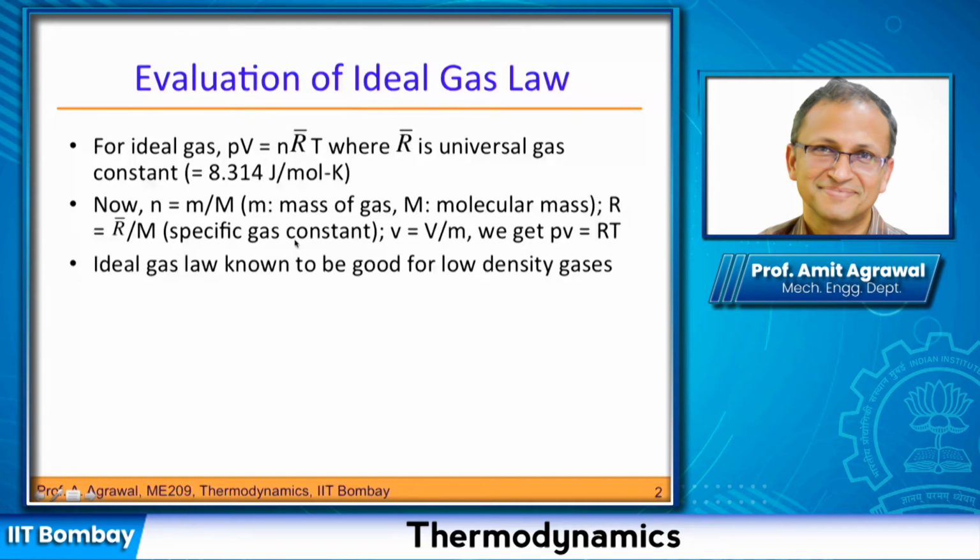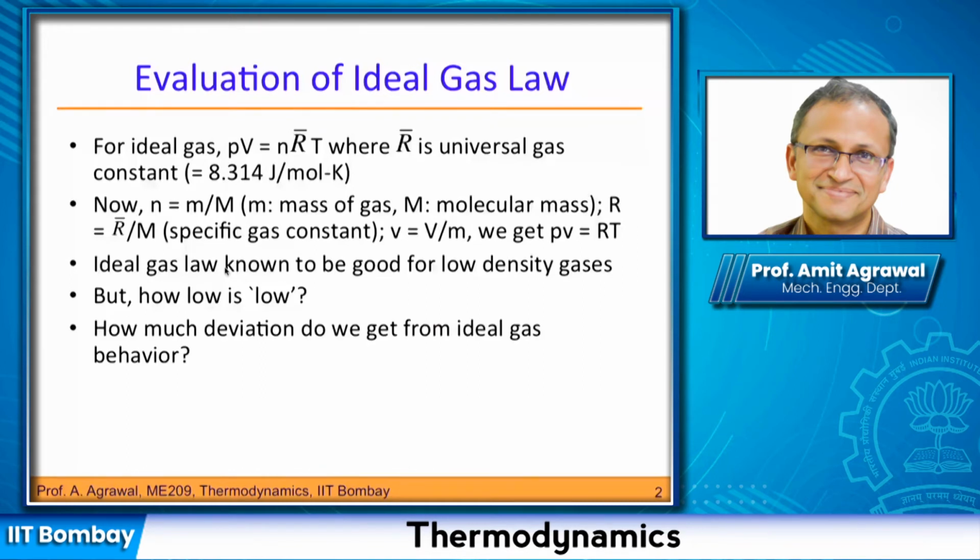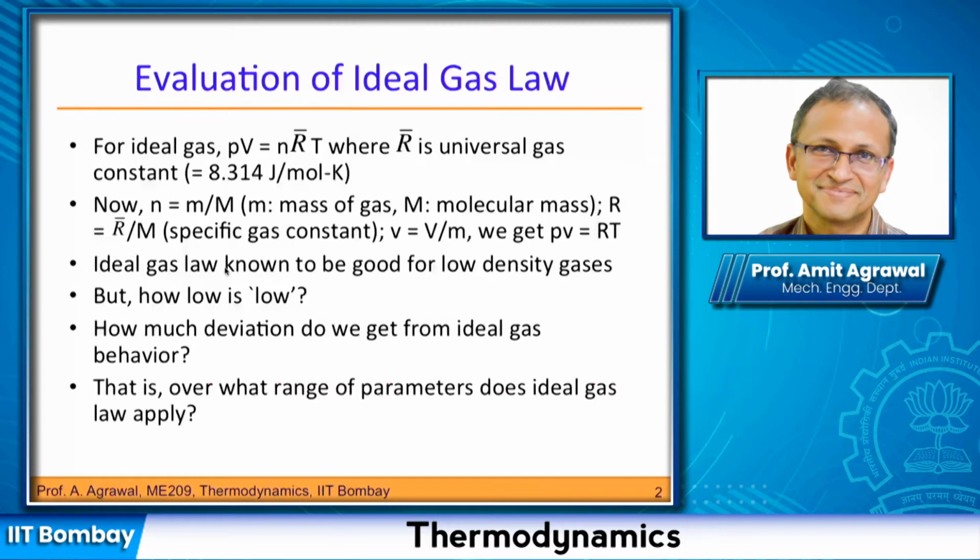And we know that the ideal gas law works for low density gases, but how low is low has not really been defined for us. So we would like to answer in this lecture how low the pressure should be in order for this ideal gas law to apply. And we would also like to know how much deviation we expect to get from the ideal gas law. So if the deviation is not much, let us say within 5%, then we can say that the ideal gas law applies. Otherwise, you will have to use a more realistic equation of state.